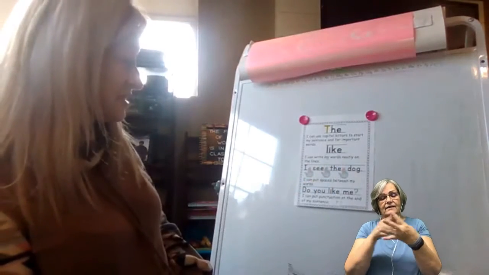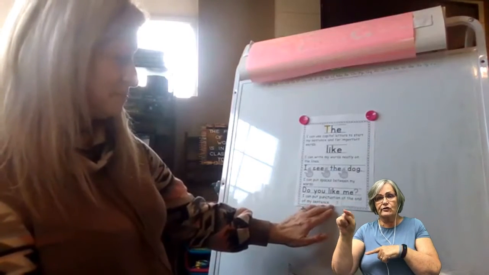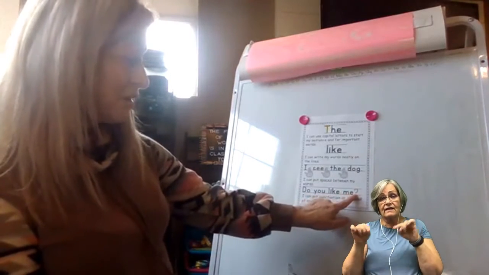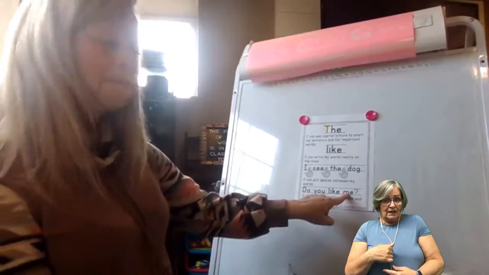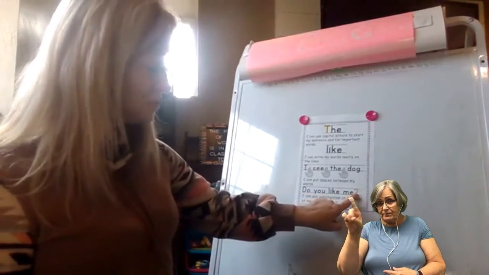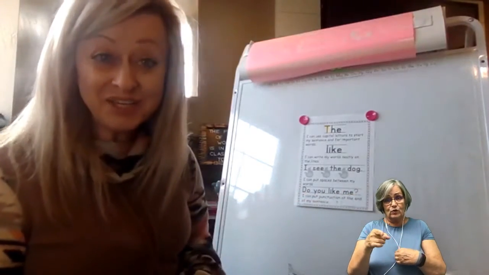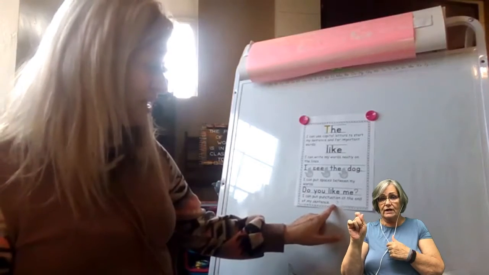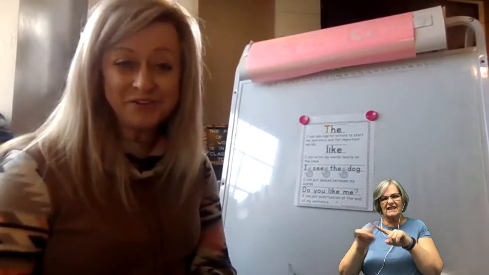Okay, the last one says, I can put punctuation at the end of my sentence. This has a question mark because it's a question. It says, do you like me? That's a question. So there's a question mark at the end. If the sentence says, I like you, there would be a period at the end. And we're going to talk about the exclamation mark another day.